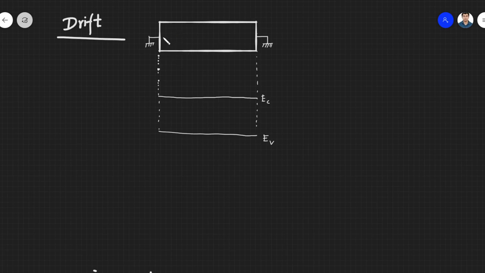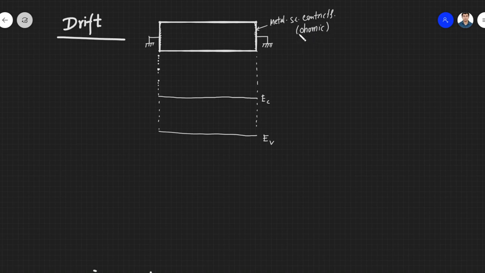And how do you ground it? Basically we put contacts here. Contacts in the sense, most of the time we put thin metal layers on both sides, right? So here we have metal-semiconductor contacts, and we assume that these are ohmic contacts, okay? These are ohmic in nature.